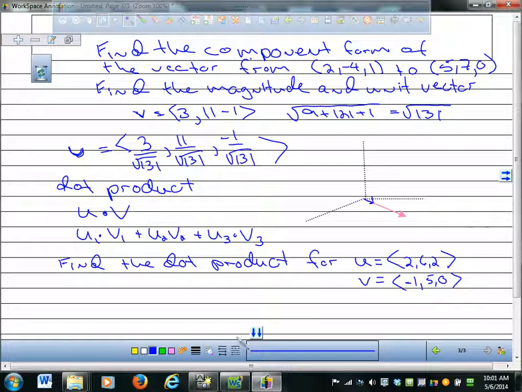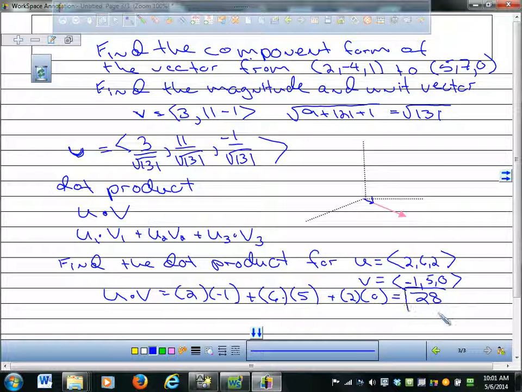So the dot product, again, is one form of multiplying vectors together, and the dot product gives you a scalar, meaning it gives a number, whereas the cross product, which we'll learn about tomorrow, gives you an actual vector. So u dot v in this case is just going to be 2 times 1, 2 times -1, plus 6 times 5, plus 2 times 0, which is -2 plus 30, 28, right?